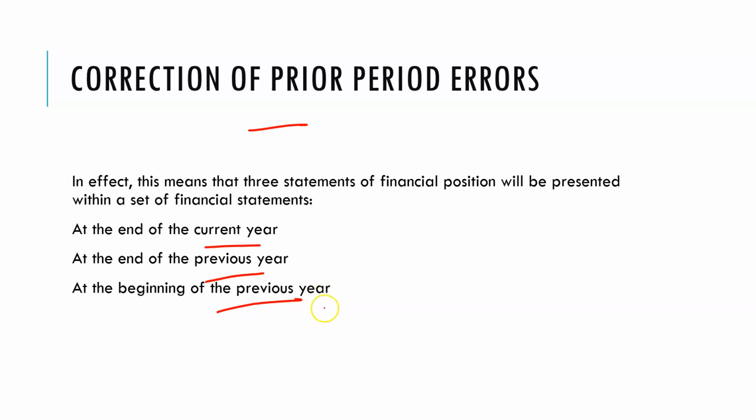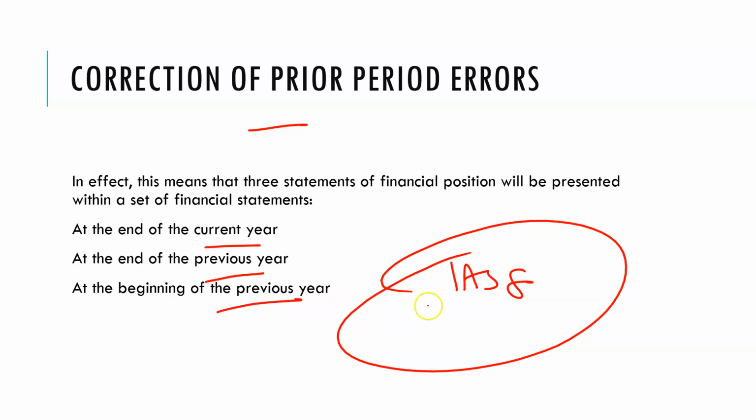Okay, great stuff. I think it's a good place to end. So what we've just done is looked at IAS 8 and looked, of course, at accounting policies, accounting estimates, and prior period errors. Okay, great stuff.